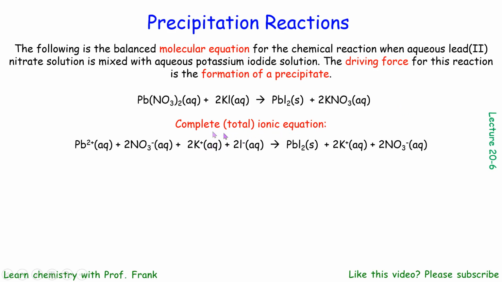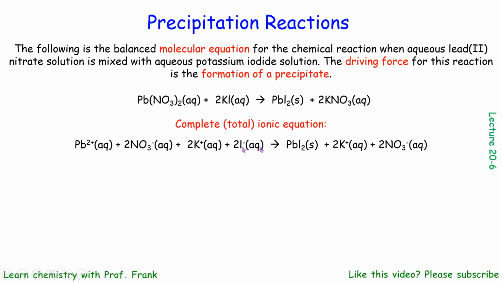Total ionic equation. So this is an aqueous solution that should break down into lead 2 and nitrate ions. Another aqueous solution should break down to potassium and iodide. Lead 2 and iodide, they stay together. We cannot break them down to individual ions. And then potassium nitrate also breaks into potassium and nitrate ions.